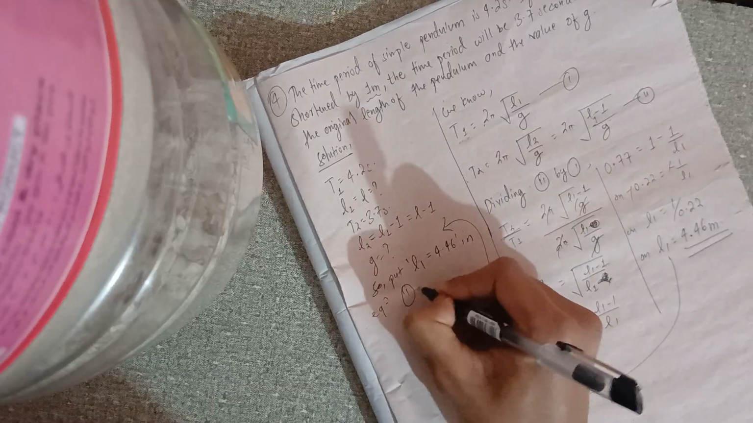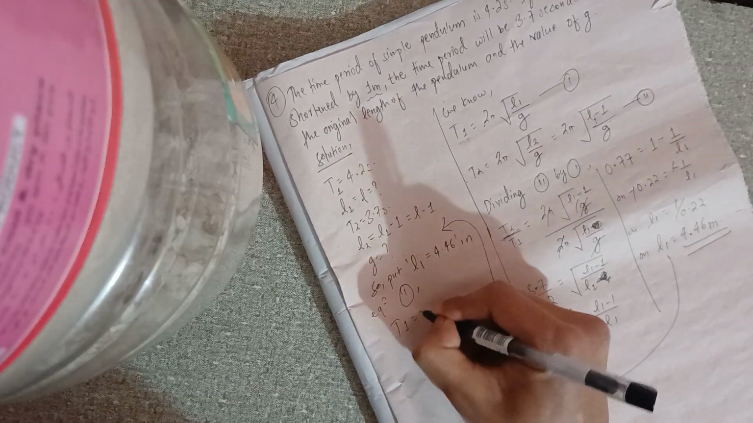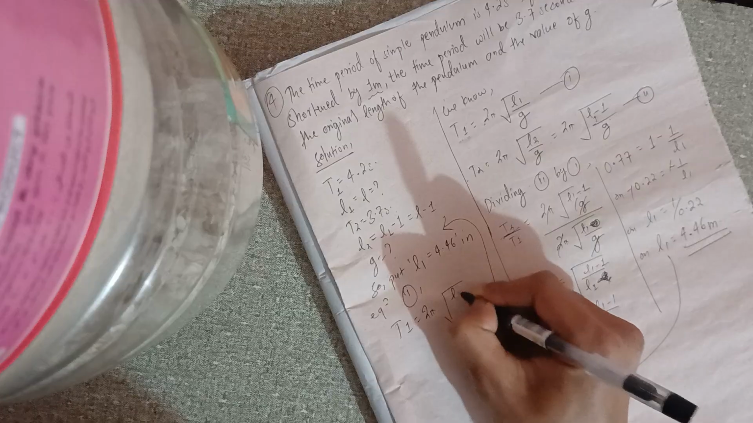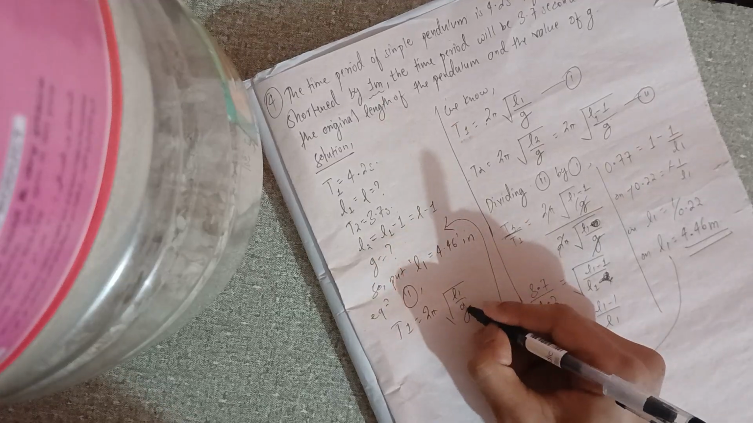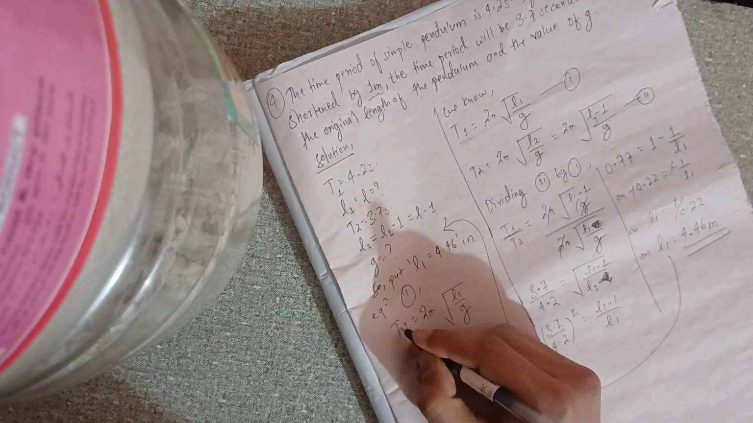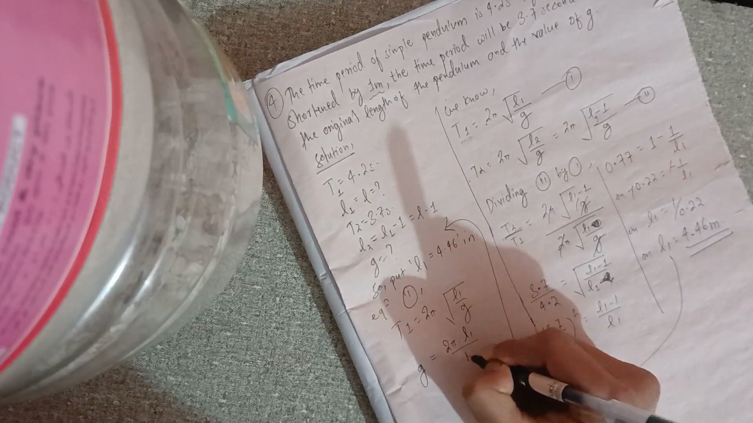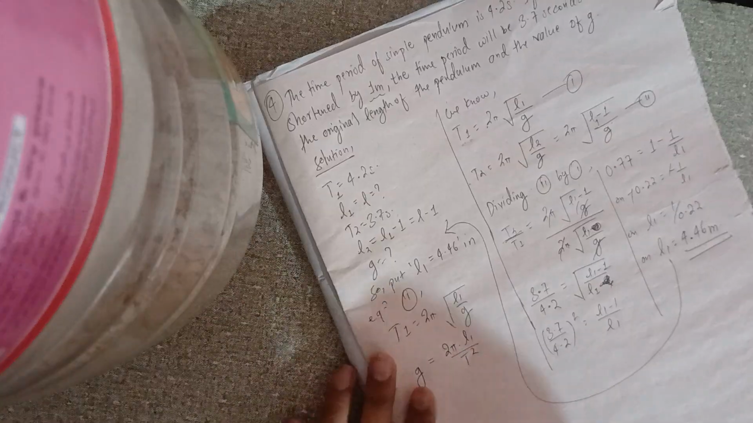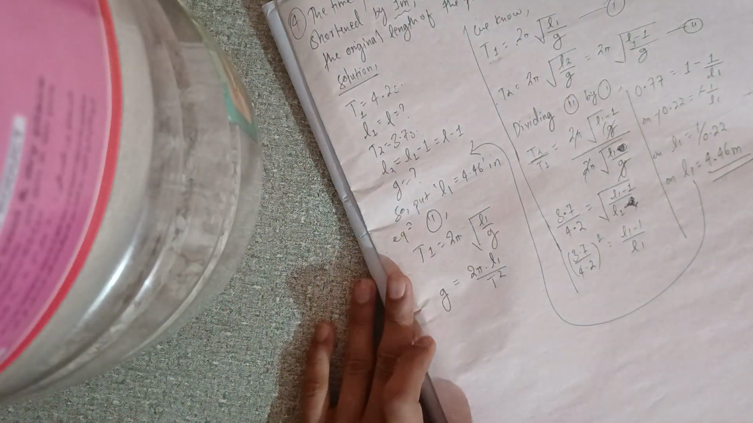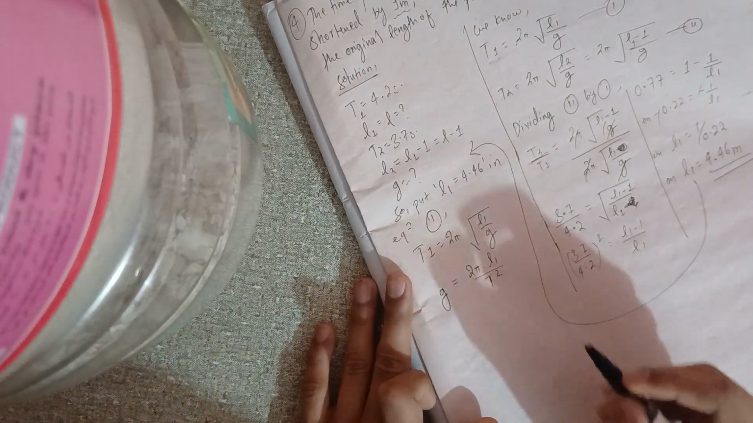You can put any value; I'm choosing 1. So T1 will be equal to 2 pi under root L1 by g. So if you get g, then g will be equal to 4 pi squared L1 upon T squared. I'm doing it directly. If you think there is some confusion, please tell me, but I think this is the correct thing.